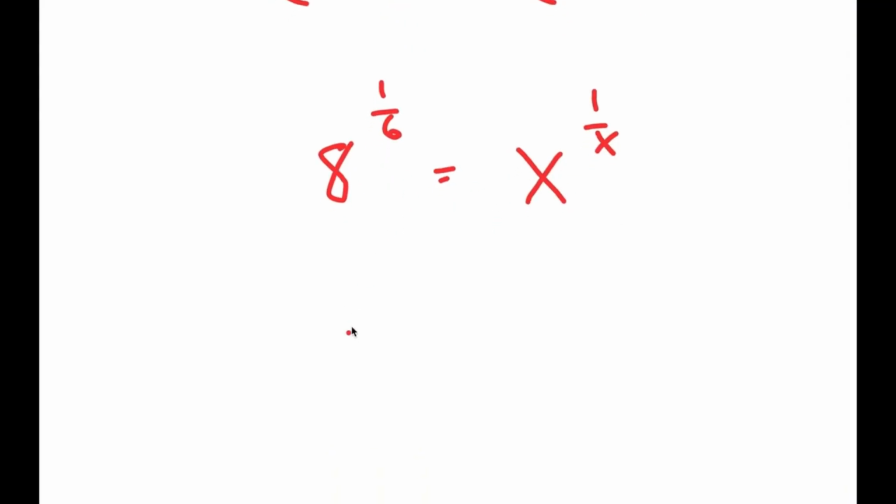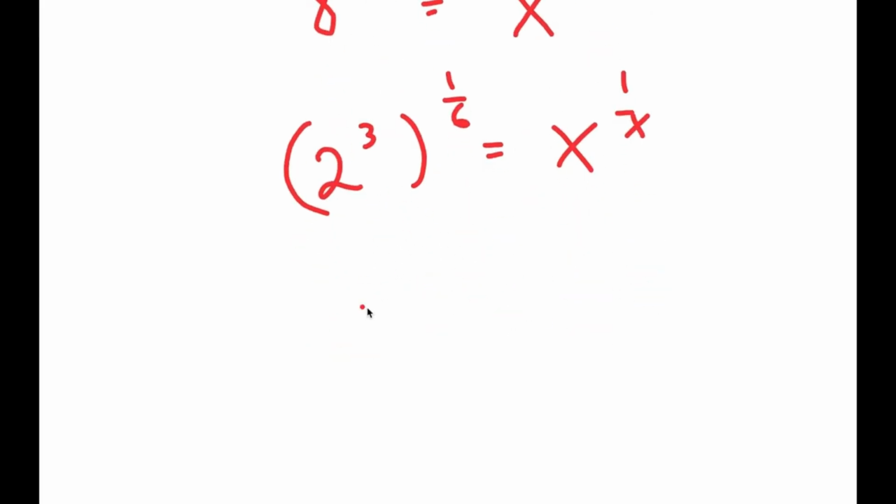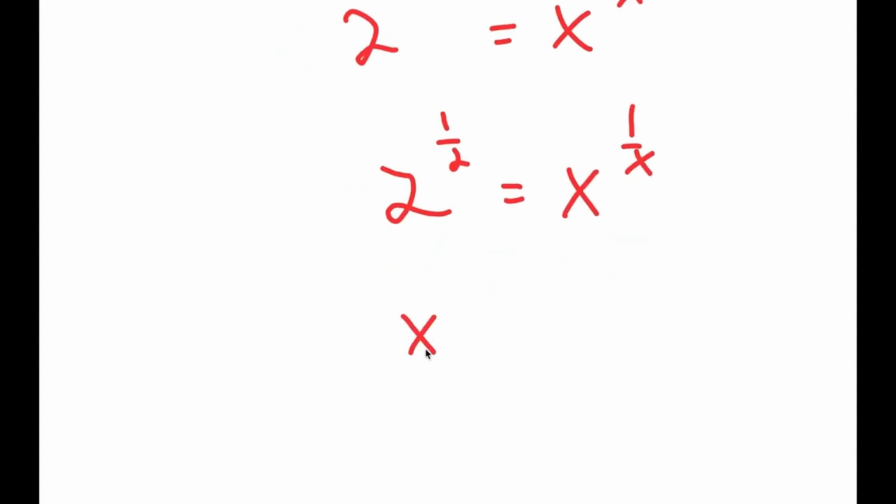Now, I'm going to rewrite 8 as 2 to the power of 3, so I get 2 to the power of 3 to the power of 1 over 6 is equal to x to the power of 1 over x, and this is the same thing as 2 to the power of 3 over 6, because these two multiply, is equal to x to the power of 1 over x, and 3 over 6 simplifies to 1 over 2. So, x is equal to 2.